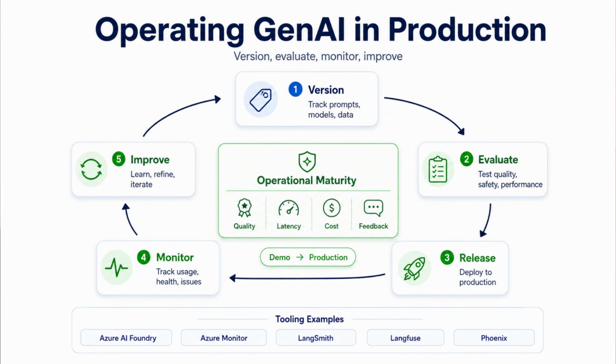Now, different tooling ecosystems support these operational workflows. In the Microsoft environment, Azure or Microsoft Foundry observability and Azure Monitor can help with tracing and monitoring, while the open source ecosystem may use tools like Langsmith, Langfuse, or Phoenix for debugging and evaluation workflows. But the tool used itself is not the most important part.